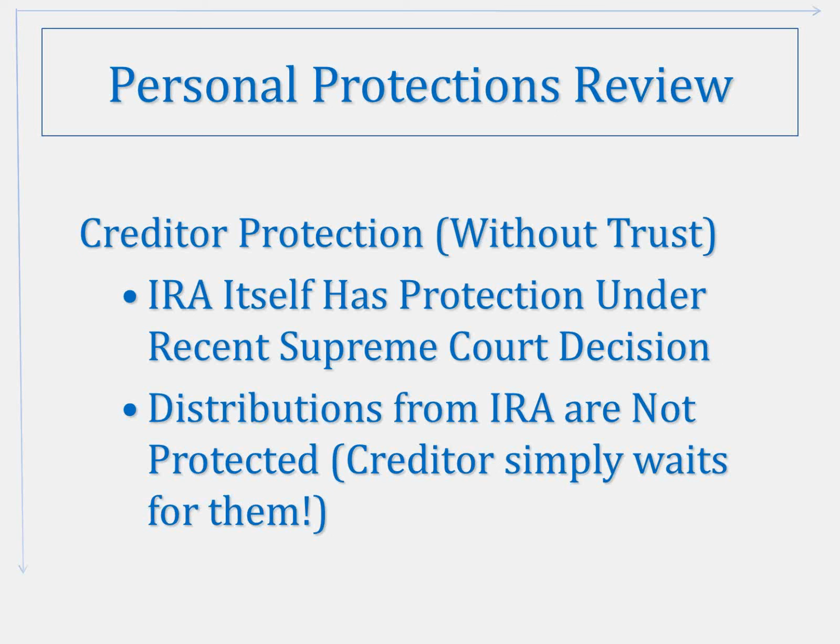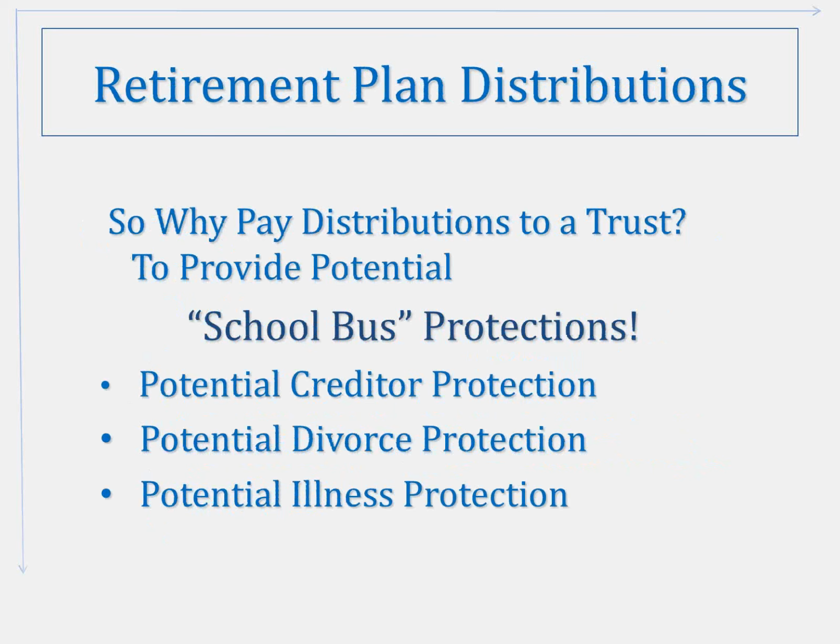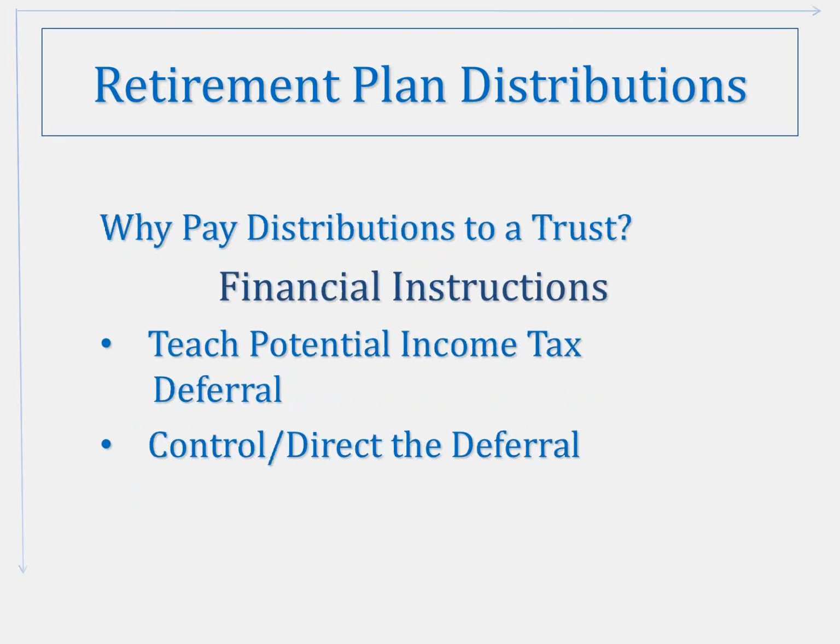And by the way, the Supreme Court decision is kind of limited because it only applies to the amount that's reasonably necessary for the retirement needs of the beneficiary. So nobody really knows what reasonably necessary means. It would be their facts and circumstances. But if you have a multi-million-dollar IRA, it's less likely that all of it will be protected from creditors under state or federal law. So why pay distributions to a trust? And that's to provide those protections.